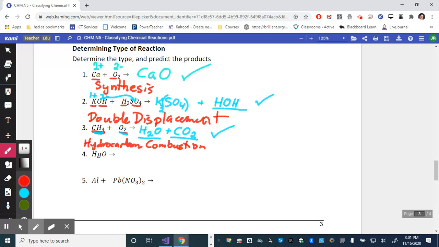Okay, next one. We've got HgO, this is one compound. The only kind of reaction that can happen is decomposition.